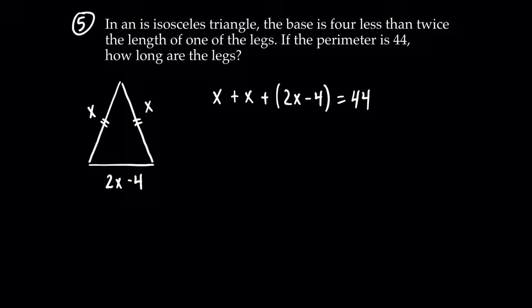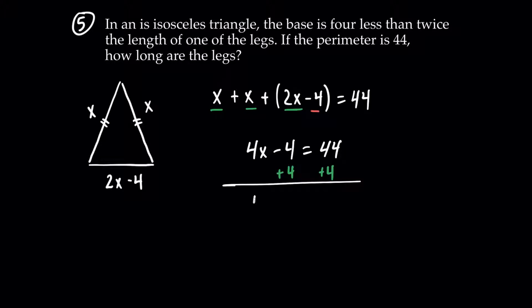And now we're just doing some algebra. So x plus x plus 2x makes 4x. And then minus 4 is just minus 4. That's equal to 44. So we'll add 4 to both sides. And now we've got 4x must equal 48. And we'll divide by 4 on both sides. So that means x will be equal to 48 over 4, which is 12.